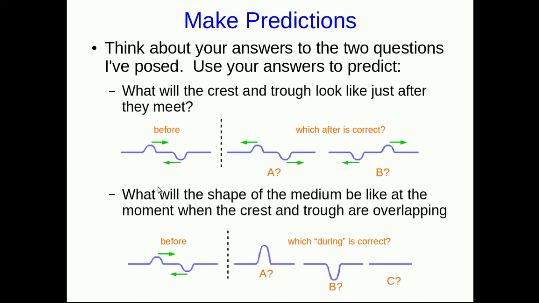And then the second thing you're going to predict is what the medium will look like at the moment when the crest and trough are overlapping the maximum amount. Again, here's the before picture. In the very middle, when they're overlapping the maximum amount, is it going to look like a big crest? Is it going to look like a big trough? Or is it going to look like absolutely nothing? So think about that, and at the beginning of the next part of this lecture, you will see the answer.